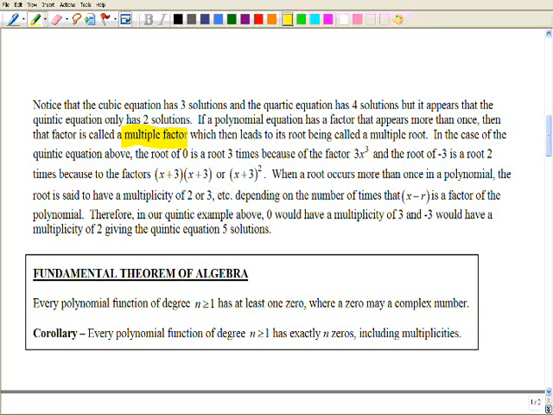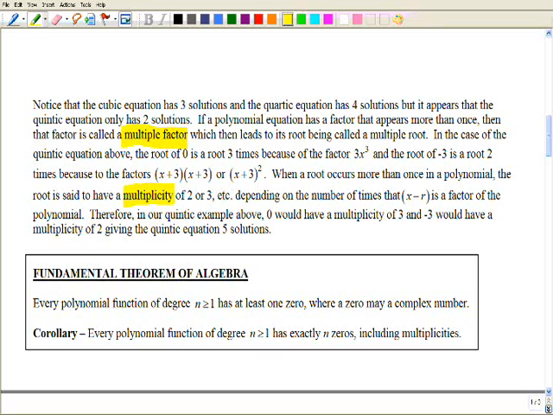When a root occurs more than once in a polynomial, the root is said to have a multiplicity of 2 or 3 or whatever the exponent would be, depending on the number of times that x minus r is a factor of the polynomial. Therefore, in our quintic example above, 0 would have a multiplicity of 3, and negative 3 would have a multiplicity of 2, giving the quintic equation a total of 5 solutions.